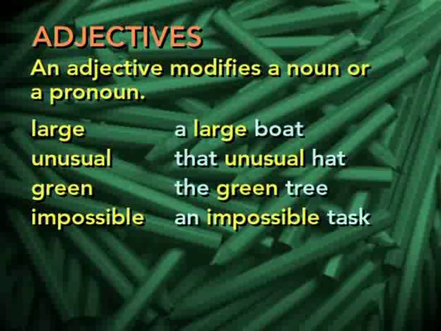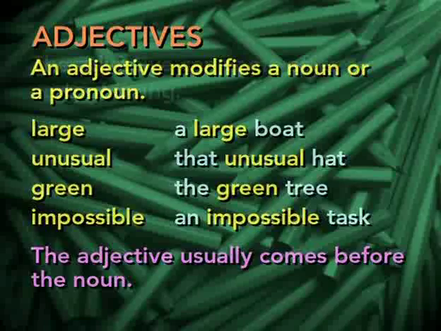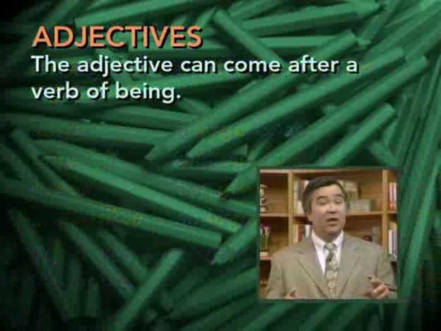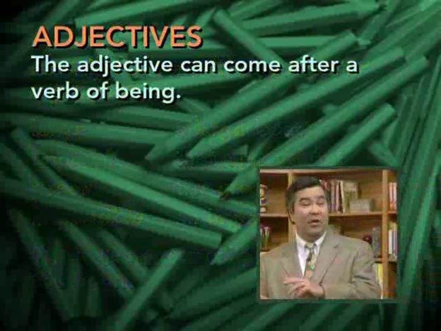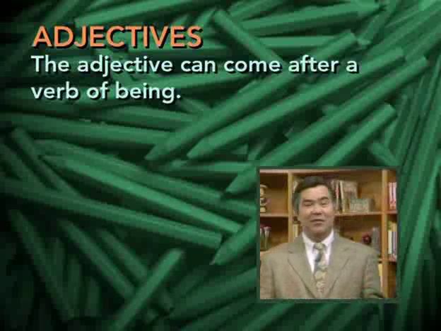Now, in each of the phrases that I've just used as an example, the adjective comes before the noun. And in the English language, that's usually where adjectives go. However, adjectives can also be used in another way in sentences. The adjective can come after a verb of being, and the verb of being would then link the adjective to the noun, which is the subject of the verb.